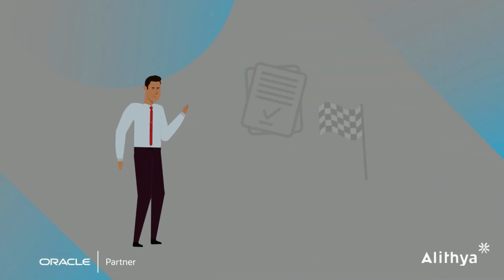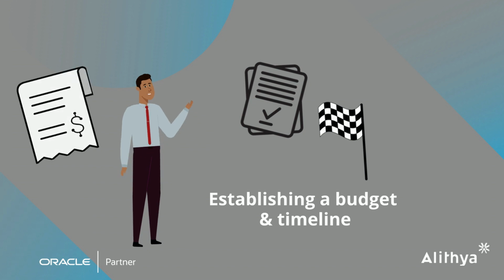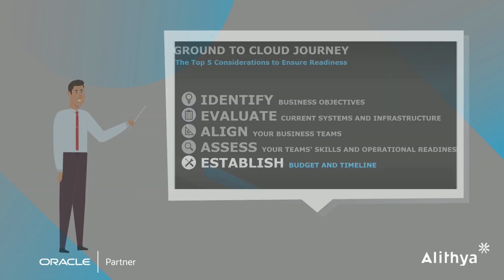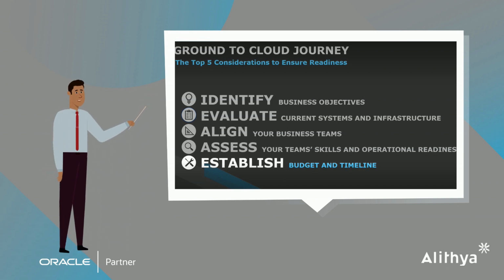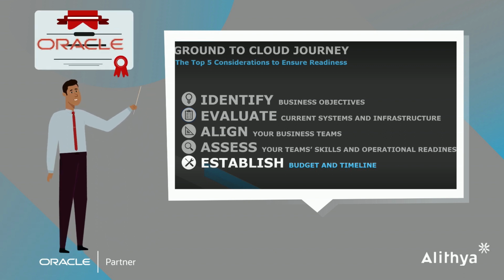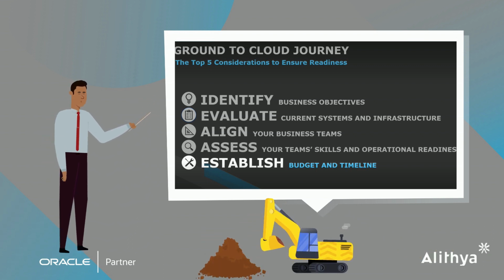Today we're going to talk about the last and final consideration, establishing a budget and timeline. What are all the different costs that go into your project implementation? Your software licensing, the cost of your system implementer, any backfill requirements that you might need.